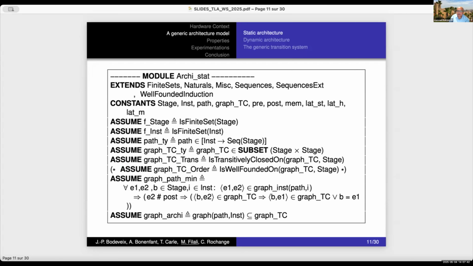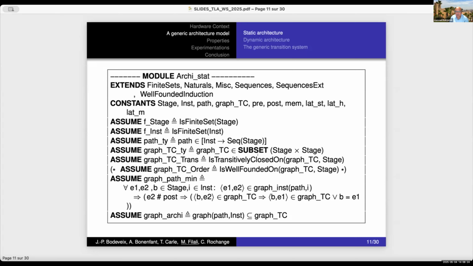Here we see that the graph is represented as a set of edges, each edge being a couple of stages. And we have relied on the TLA+ library in order to represent the transitive closure of the graph. That is, we say that it is transitively closed.